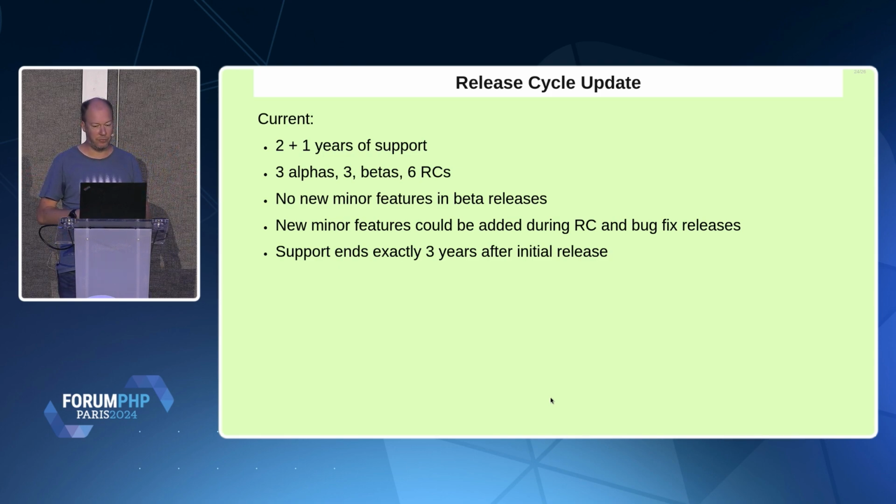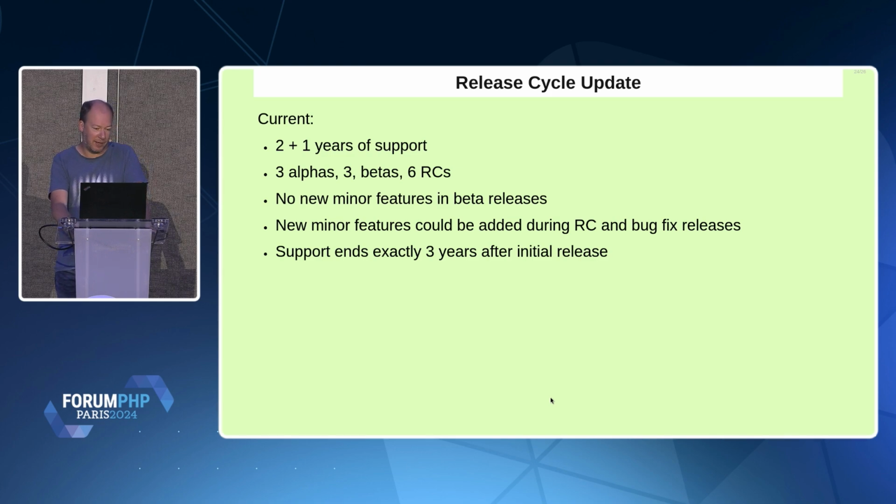We had some other rules for that as well, and it also meant that the support ends exactly 3 years after the initial release. So if PHP 8.1 came out in November 2021, then it came out of support in November 2024. And that always shifted a little bit.